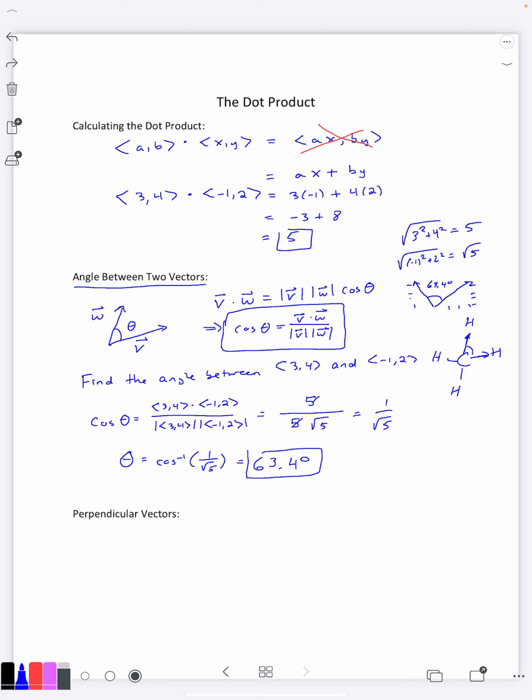So it's just a formula that kind of pops up over and over again in a variety of classes, and it really is a good one to know. Being able to find the angle between two vectors is so great.